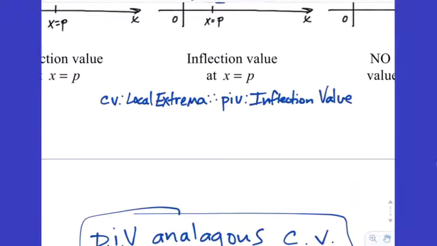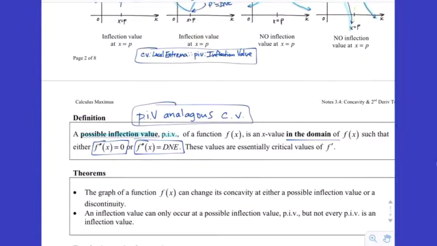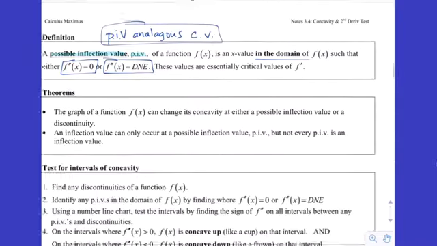Extrema. There you go. A CV is to a local extrema as a PIV is to an IV. Yeah. So kind of a lame little thing there on the end. But there it is. It's pretty much the exact same thing. And discontinuities always have their place in any kind of number line chart.